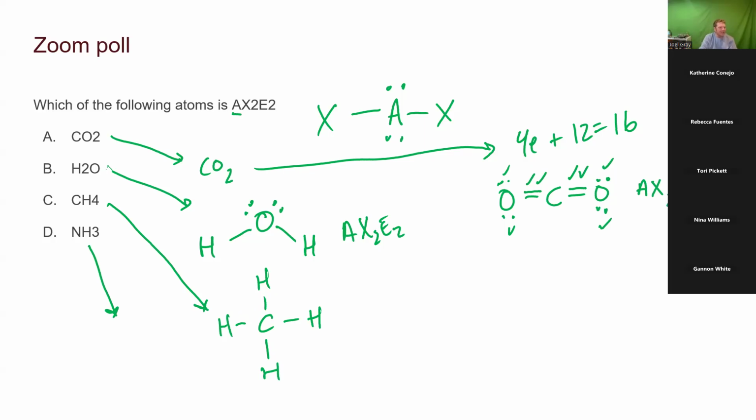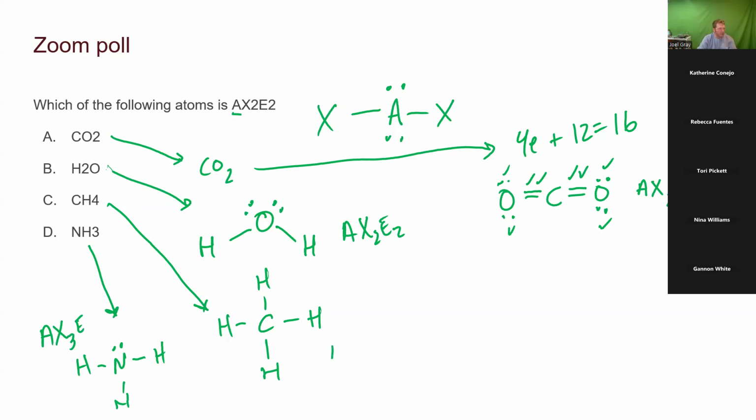Last but not least is NH3. Nitrogen brings 5 valence electrons. Hydrogen brings 3 total. So you've got N. That's 6 electrons drawn. Nitrogen does not have a complete octet. Then when I add a lone pair, now it does. So AX3E.